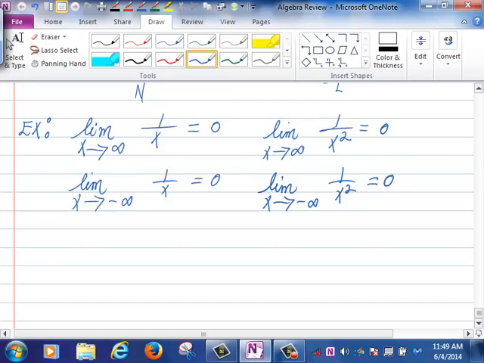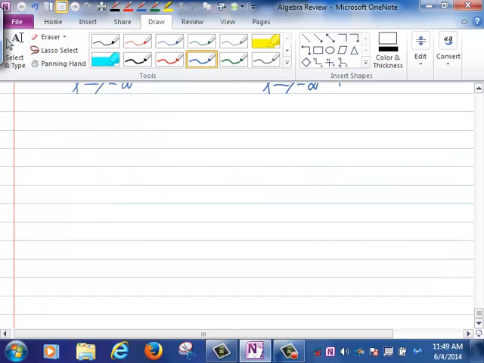Okay, pay attention to what I say now. Suppose you have a ratio. You're taking the limit of a ratio. Suppose that the limit of the numerator is a fixed number, and the limit of the denominator is infinity or negative infinity. Okay? Then the limit of the ratio would always be 0. Am I making sense? Let me write that down.